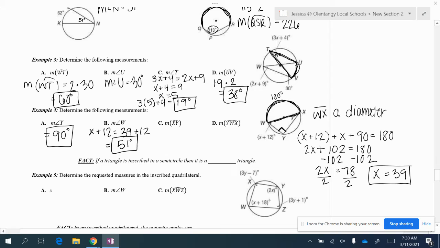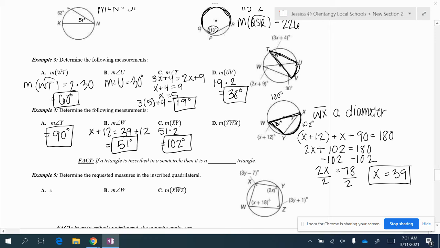Find the measure of arc XY. Let me erase this so we can see it a little bit better. If I'm finding this arc right here, this is my inscribed angle, and I just found this angle is 51 degrees. Again, the angle is always smaller than the arc, so I need to take 51 and multiply it by 2 to get 102 degrees.